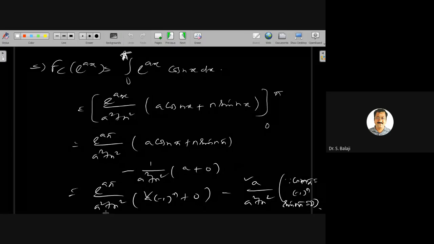Looking at e power a pi by a square plus n square. Everyone knows that cos n pi is minus 1 whole power n, and sin n pi is 0. So we get a into minus 1 whole power n plus 0, over a square plus n square, minus a by a square plus n square.